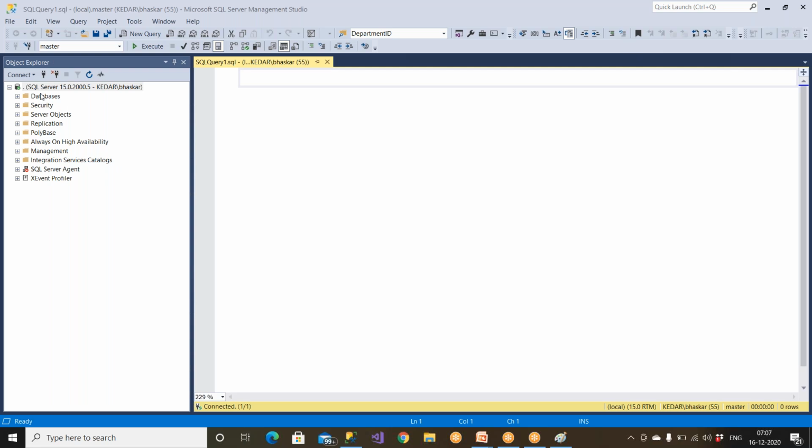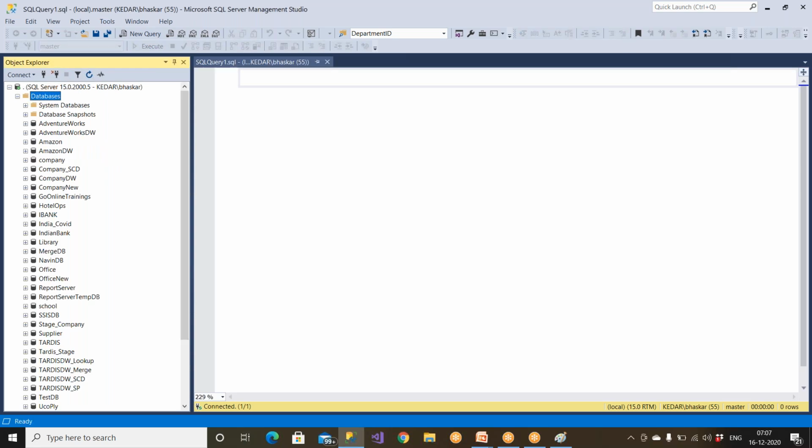You have a database. This database is given by Microsoft, AdventureWorks DW. This is not my database. This database is created by Microsoft itself. They're trying to give this database to us. So for the learning purpose, this is the AdventureWorks database.